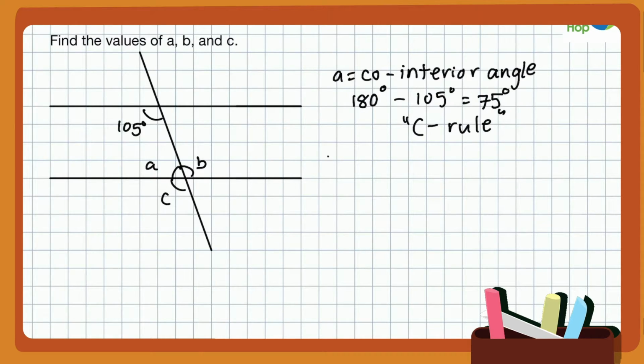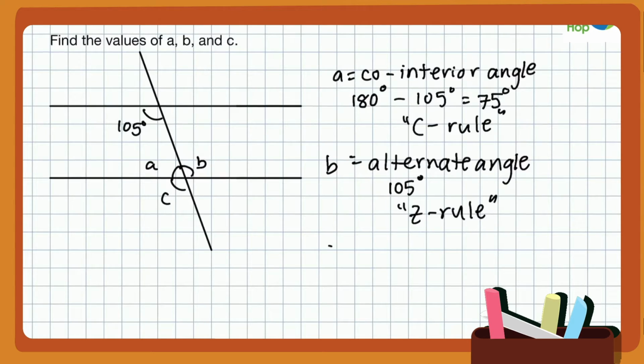Next, let's solve for angle B. Angle B is an alternate angle. And the rule we're going to use to solve for angle B is called the Z rule. So as you can see, this shape here makes a Z and it contains the angle B and the known angle 105 degrees. And because of what the Z rule tells us, angle B must be the same angle as the known angle 105 degrees. So angle B is 105 degrees because of the Z rule.